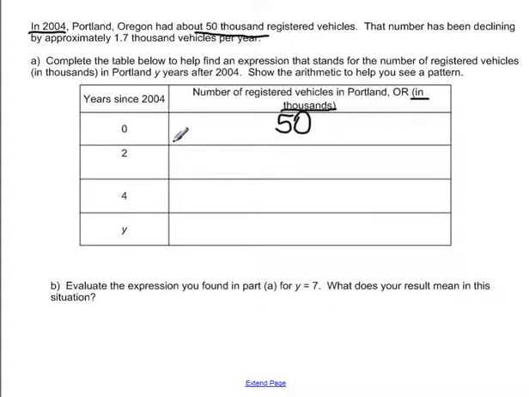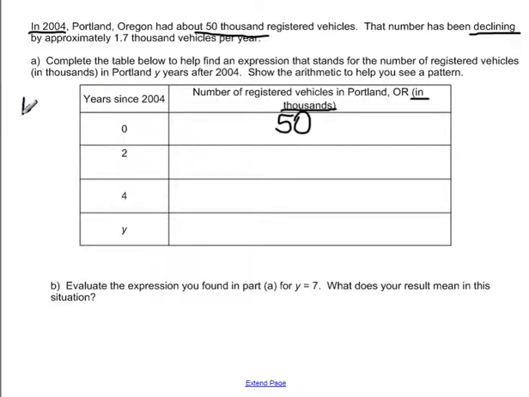Now let's think about what would have happened 2 years later. So years since 2004, now we're up to 2006. In 2006, how many registered vehicles would there be? Well, notice that it said that the number has been declining. And if it's declining, that means the numbers are going down, so we're going to be subtracting. What are we going to be subtracting from that starting point of 50,000? Every year that goes by, we're going to be seeing a decrease of 1.7 thousand vehicles.